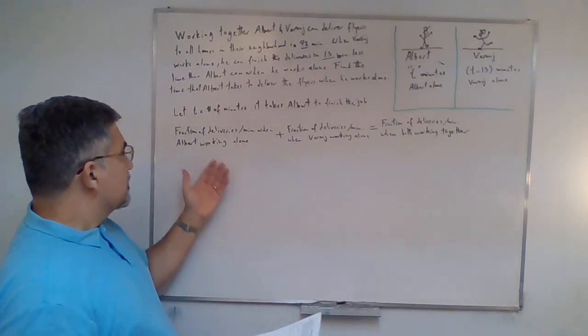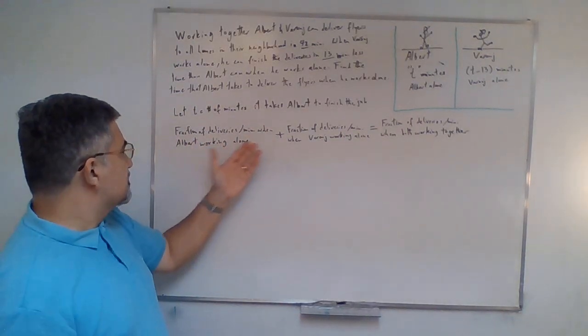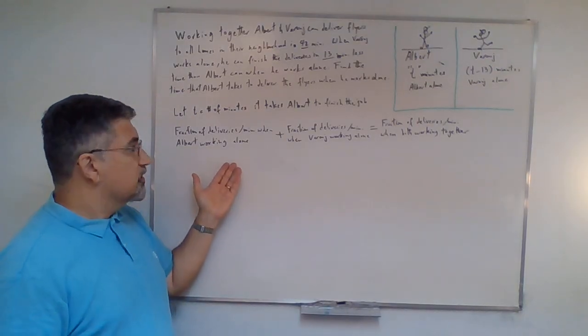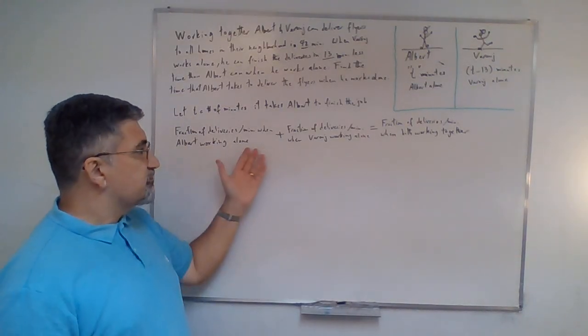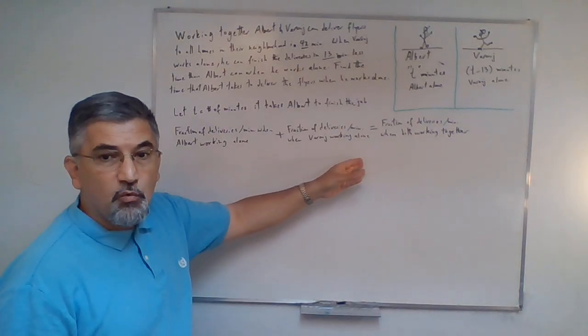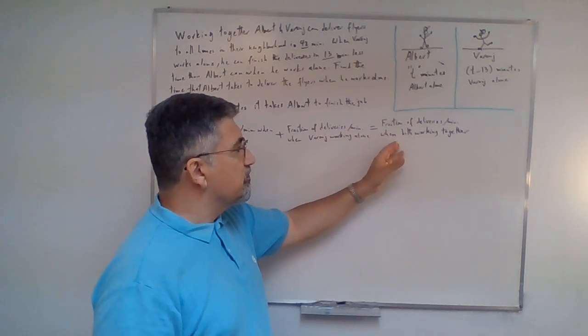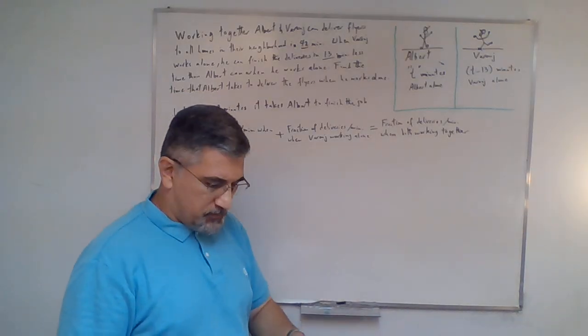So here, we are using this idea that the fraction of deliveries per minute when Albert is working alone, if we add that fraction to the fraction of deliveries per minute when Varouche works alone, that would be equal to the fraction of deliveries per minute when both are working together.